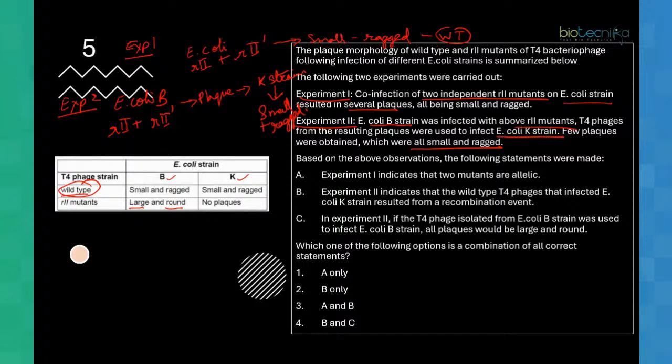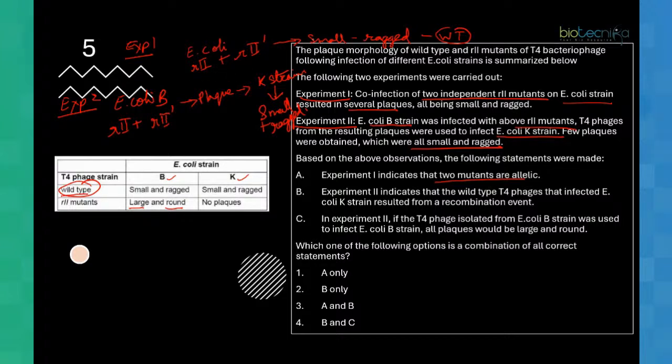Fine. So now let's have a look at the statements. Statement A says that experiment 1 indicates two mutants are allelic. See, in this experiment you are allowing the E. coli cell to get infected with two different R2 mutants, and you are checking the progeny. If you find wild type in the progeny, it means complementation is happening. So R2 and R2 dash, when they both infected the E. coli cell, complemented each other inside the E. coli strain.